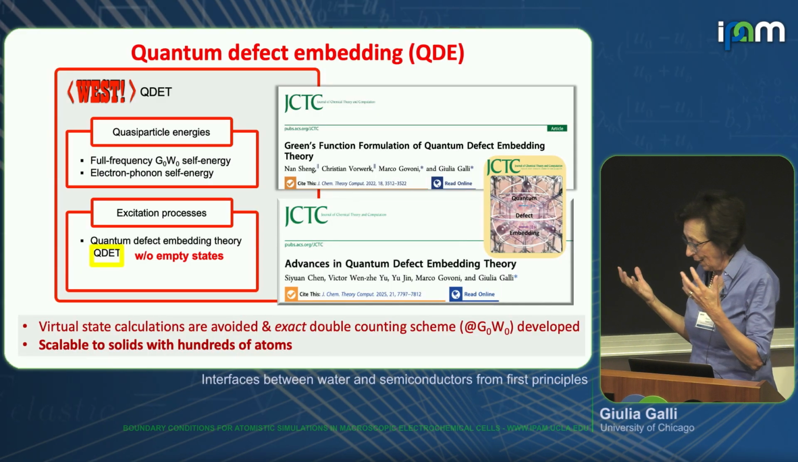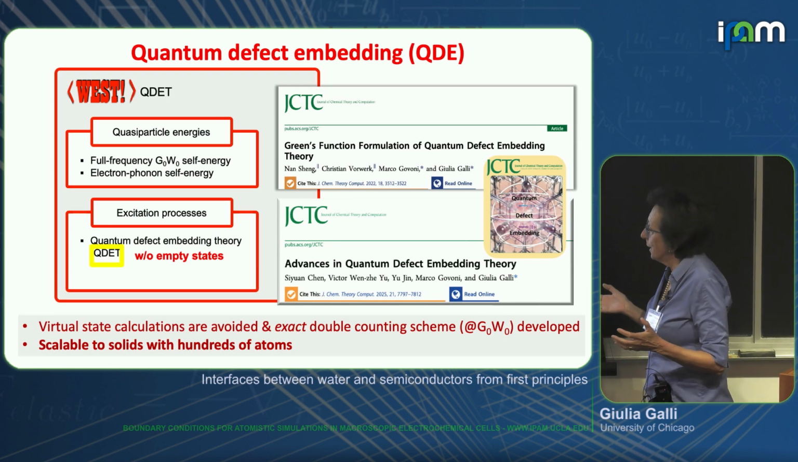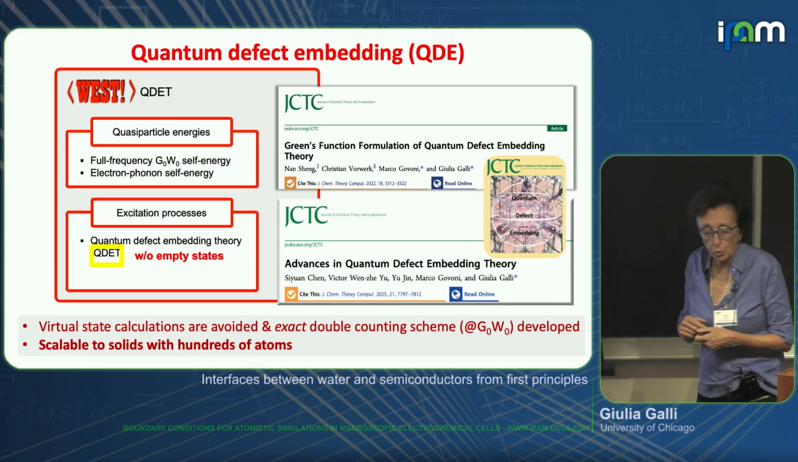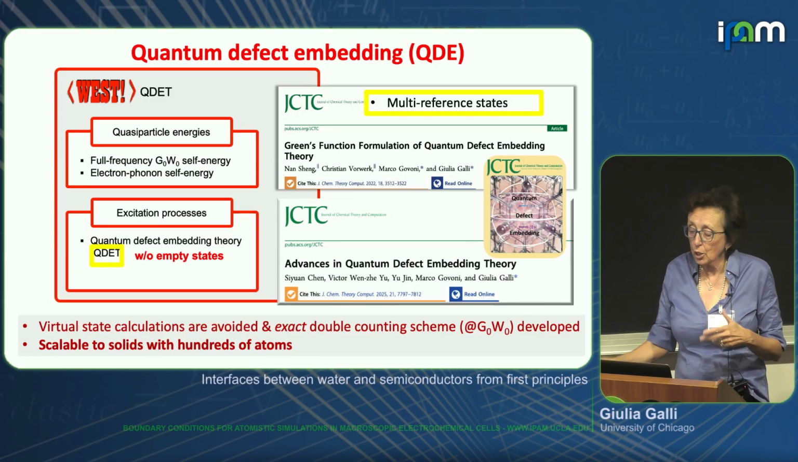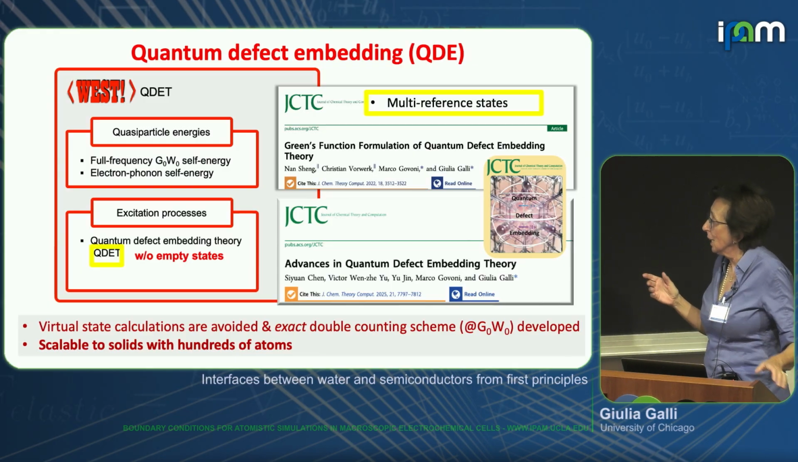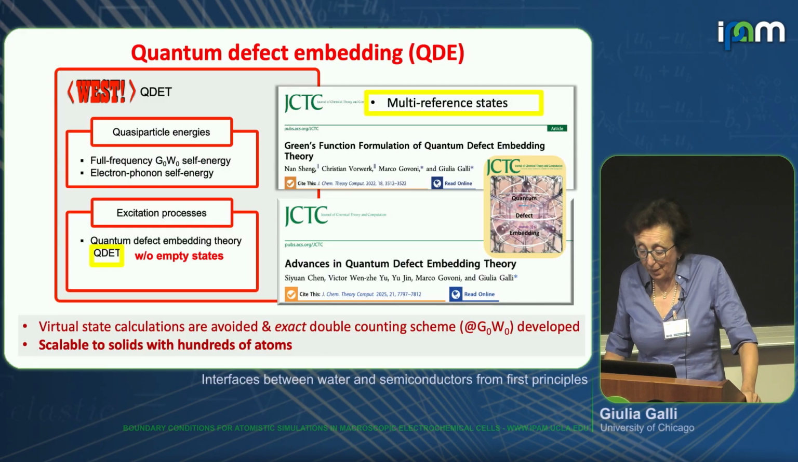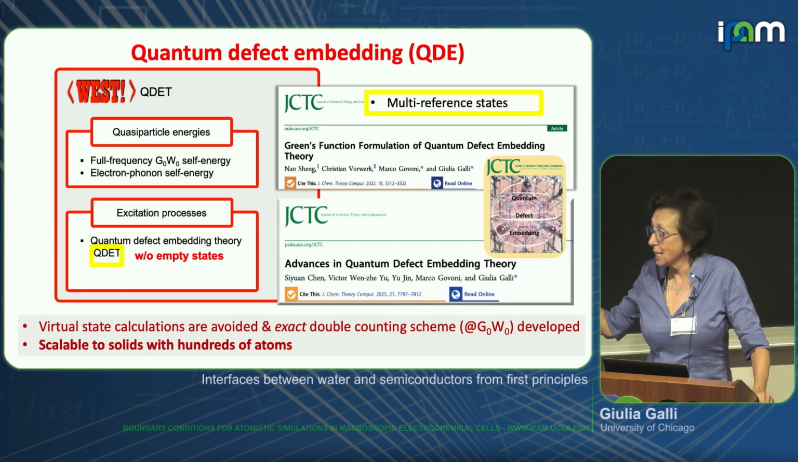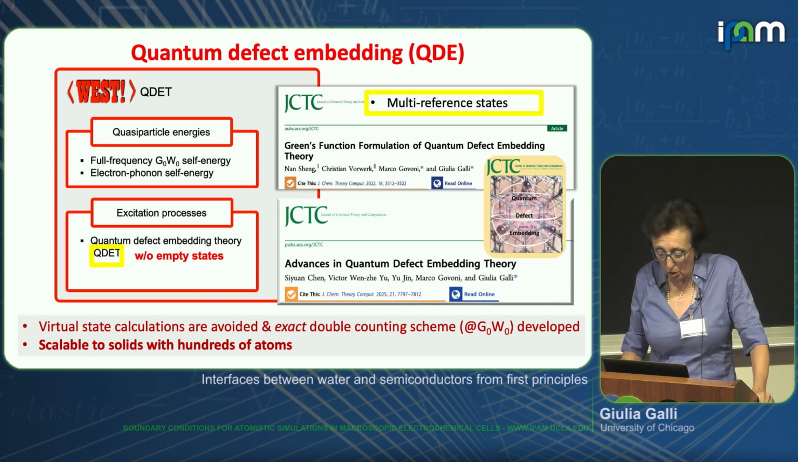And because we can use the input of GW and the input of all the development that we have done over the years, we now have a scalable framework, again, for solids with hundreds of atoms, and we can do multi-reference states. We can do configuration interaction or CCSDT or whatever, depending on how many states you have embedded in a solid. Again, warning, the goal is to apply this to interfaces. The successful results for now are for defects in solids, and for interfaces, we have very little.